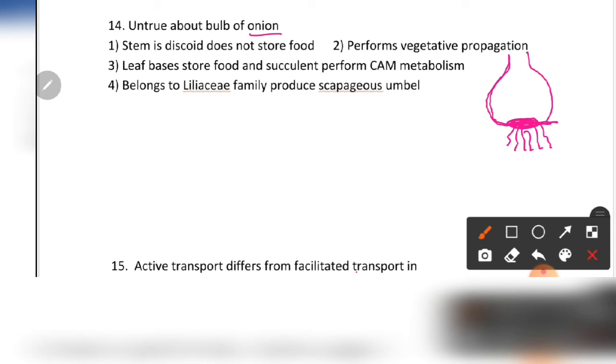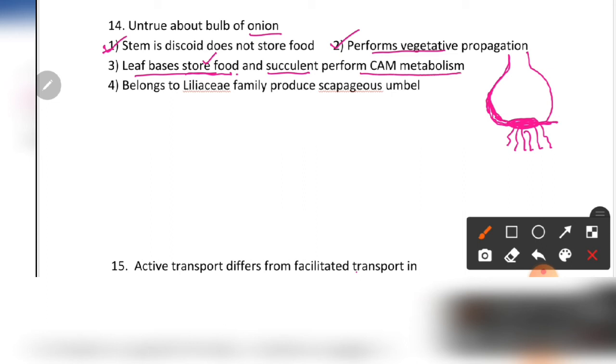One second, right. And the second one, perform vegetative propagation, is also correct. Leaf base stores food in succulents. This is the leaf base; the stored leaves store food materials. This is a correct statement. And succulent, this is not a succulent.